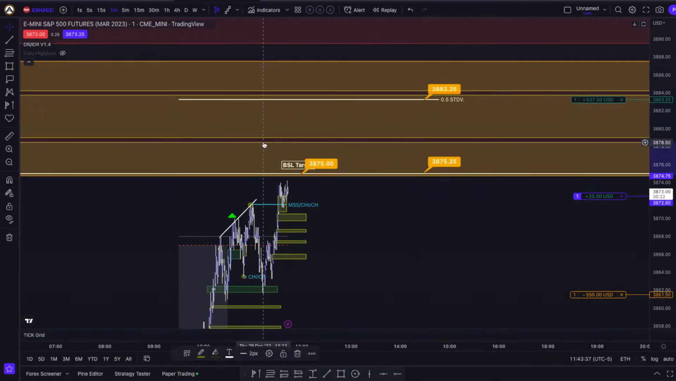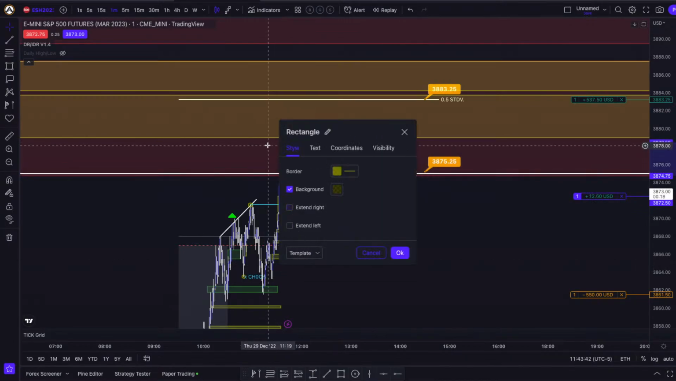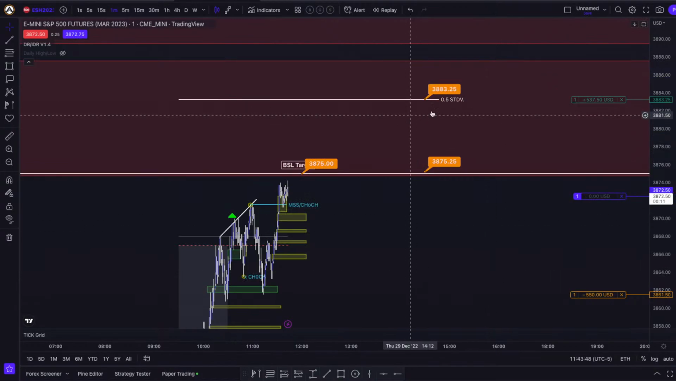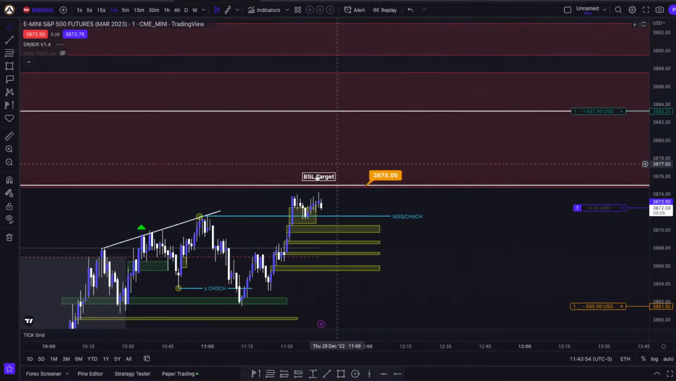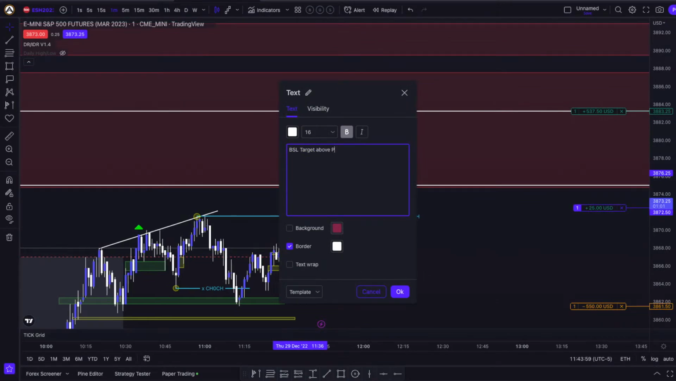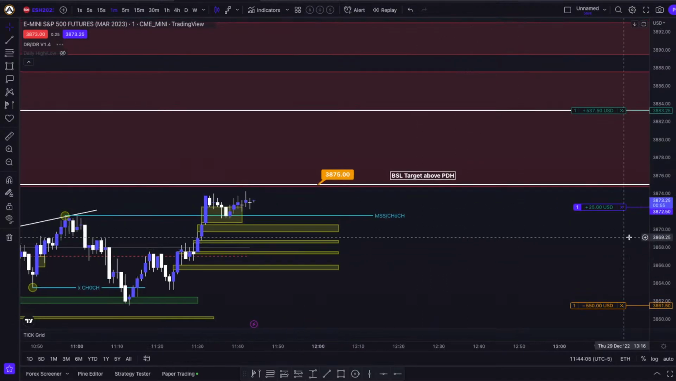So I'm just going to not extend them because it's pretty unnecessary. We have our overall target, which would be the 0.5 standard deviation right here at 3,883 and a quarter. And our buy side liquidity target above our previous day high at 3,875.00.